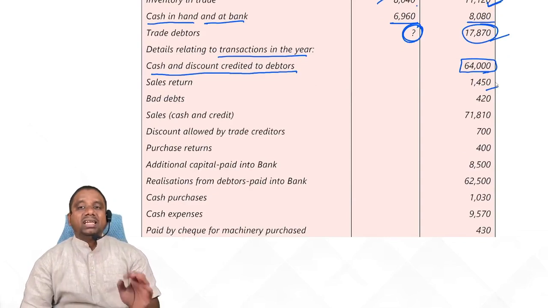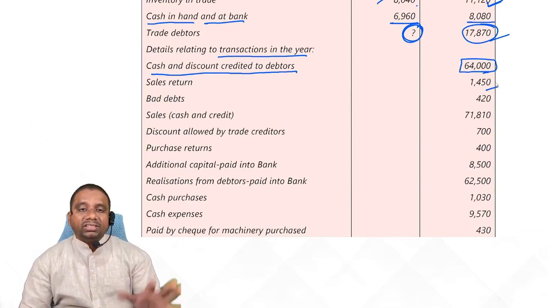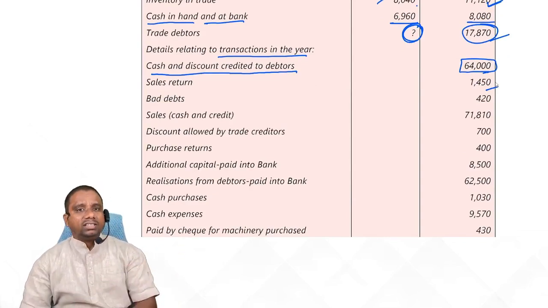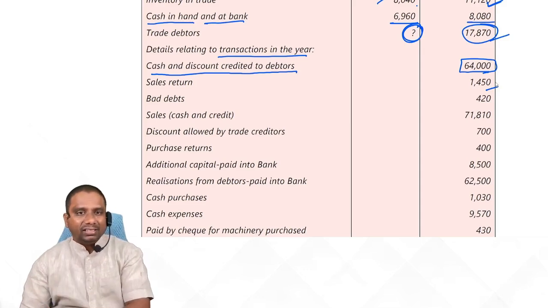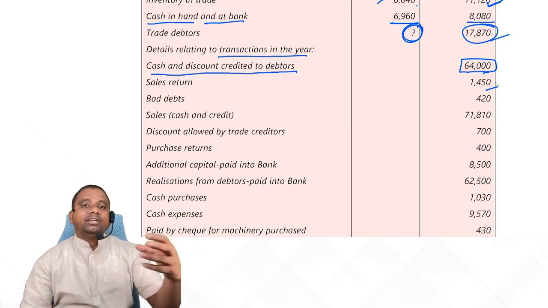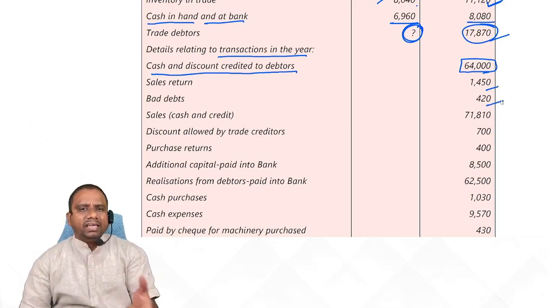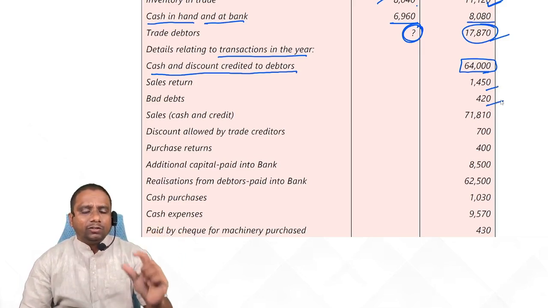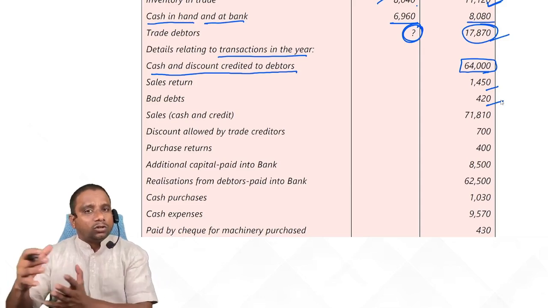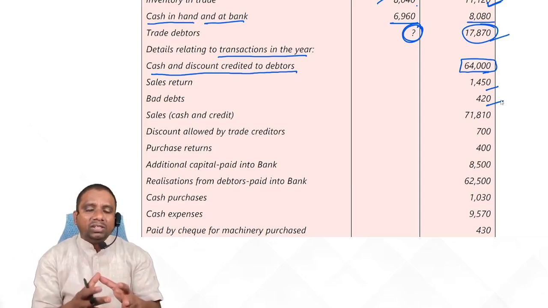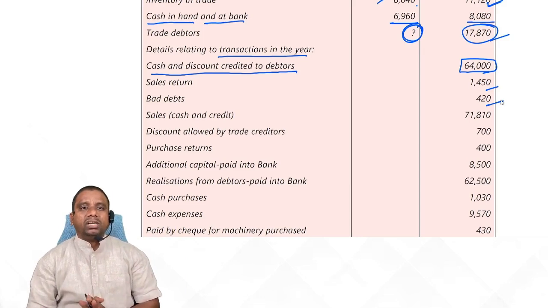Sales return. Sales return entry. Sales returns account debit to debtors account. So debtor account balance decreases. Sales returns deduct from sales in the trading account. Next, bad debts. Bad debts entry. Bad debts account debit to debtors account. So debtors account credit side. Bad debts is a loss. Transfer to P&L account. P&L account debit.